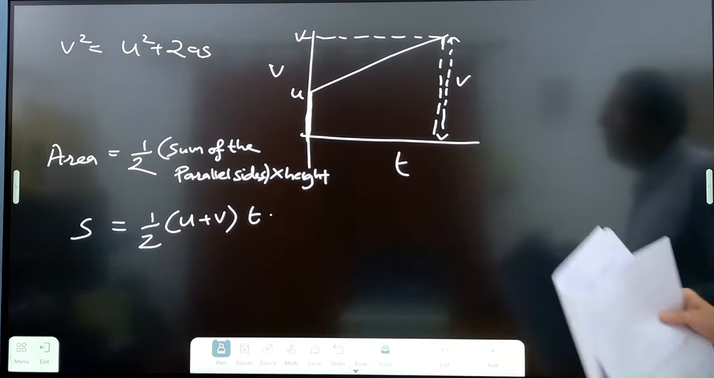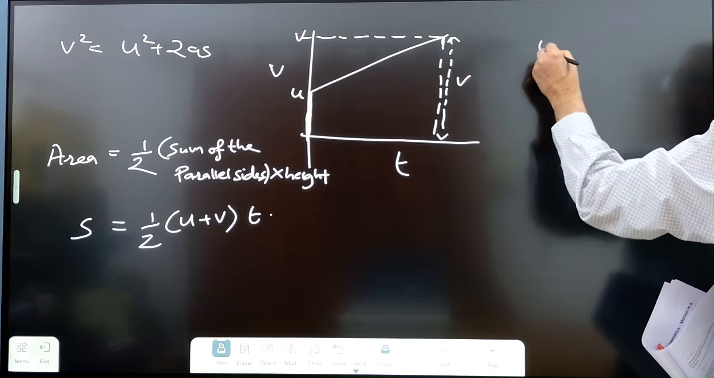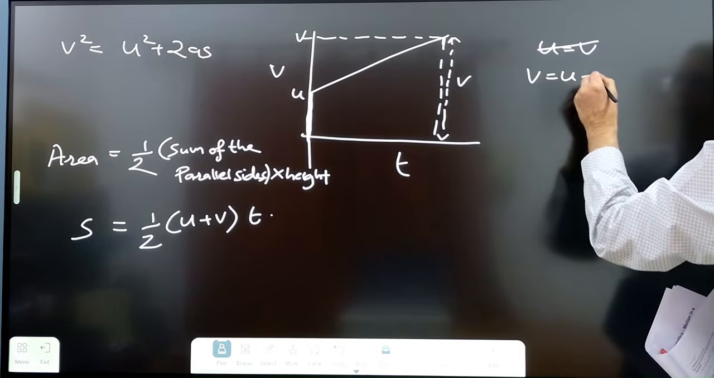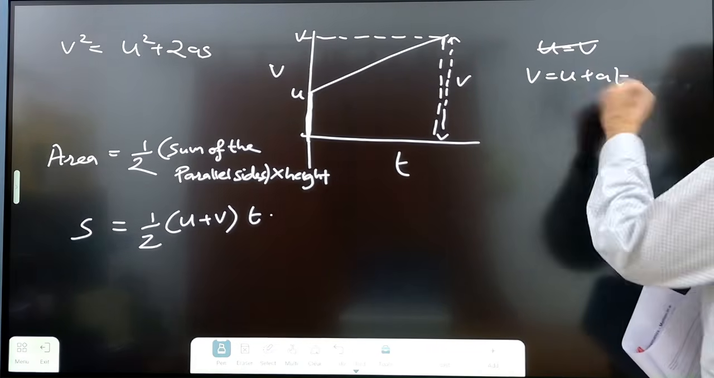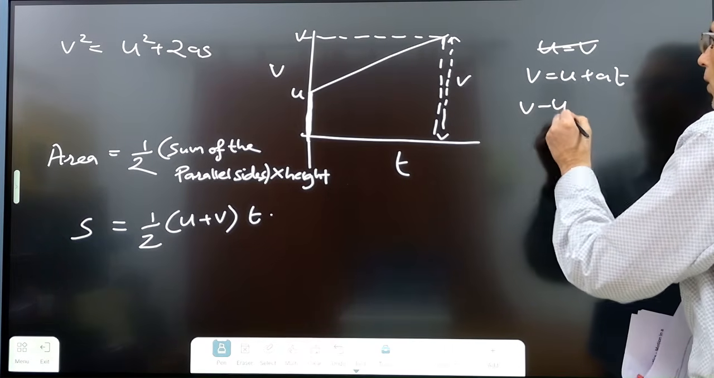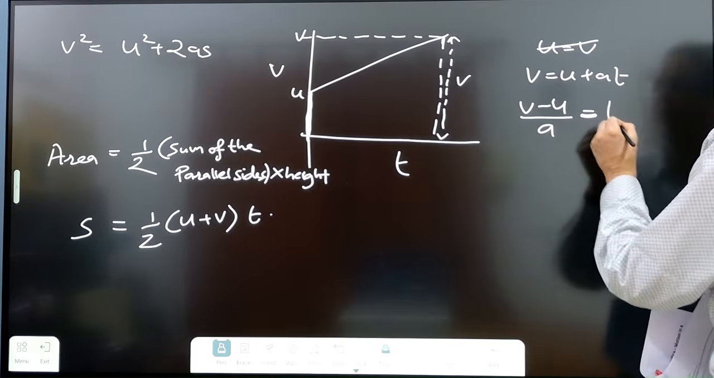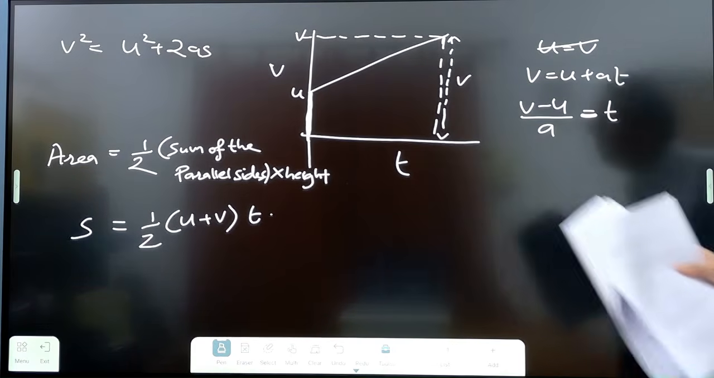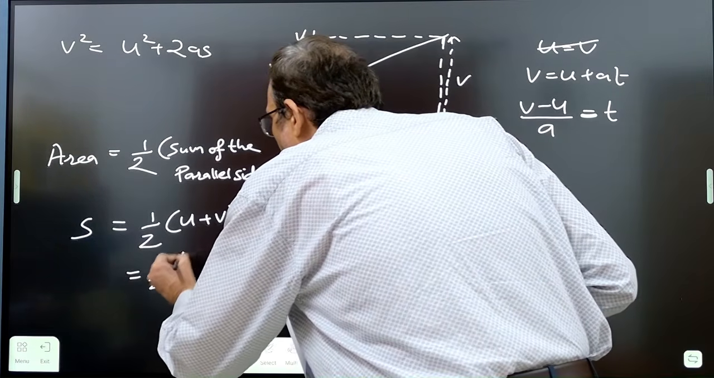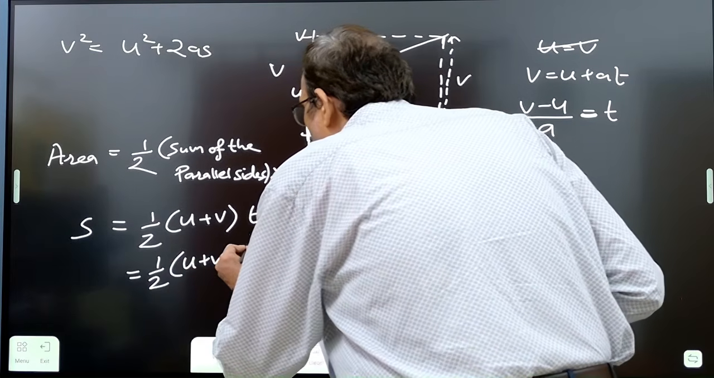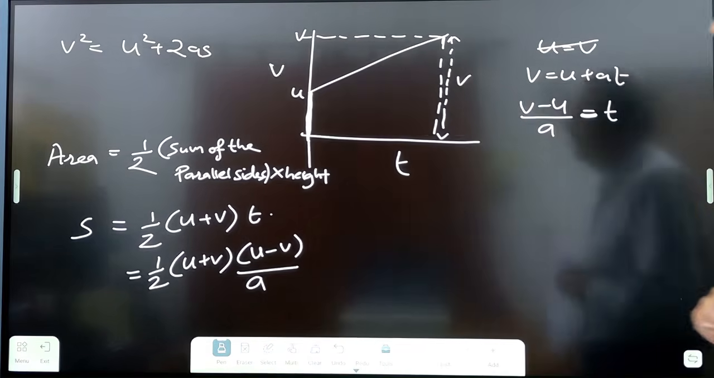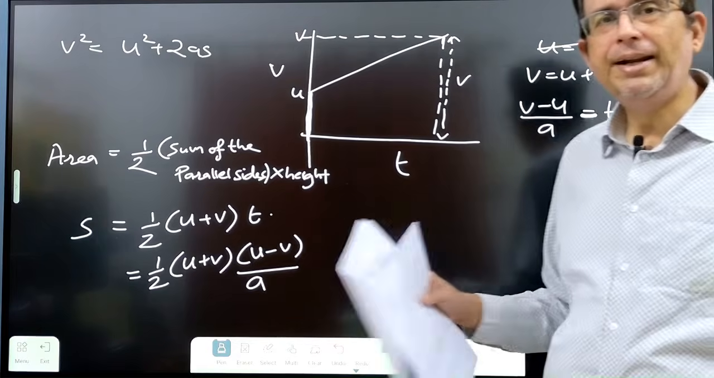So what is t? From the first equation you know that v is equal to u plus at. So you can calculate t from here. It is (v minus u) over a. So this is equal to t, as you know from this equation. So you can substitute it here. So you get half (u plus v) into (v minus u) over a. Okay, so you're getting this.